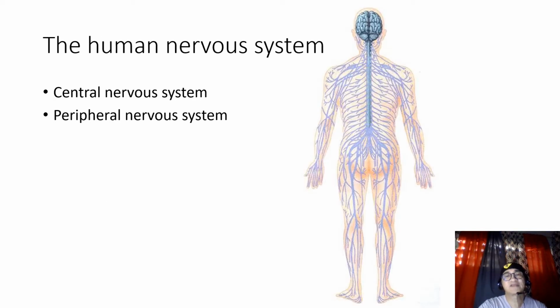The various parts of the nervous system are intimately interconnected, but for convenience, we divide them into two parts. The central nervous system, which composes of the brain and the spinal cord, and the peripheral nervous system, which consists of the nerves and ganglia, as well as its connected sensory organs, special sensory organs, and nerve endings throughout the body.